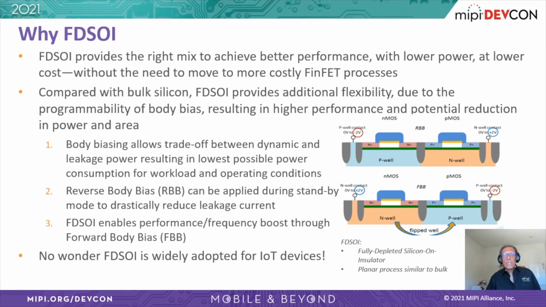Compared to bulk silicon, FDSOI enables us to achieve higher performance and potential reduction in power and area because of the lower parasitics and back bias programmability. Body bias allows us to make a trade-off between dynamic and leakage power to achieve the lowest overall power consumption for a specific workload and operating conditions. For example, reverse body bias can be applied during standby mode to drastically reduce leakage current.